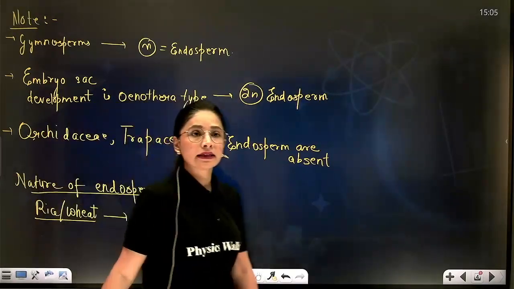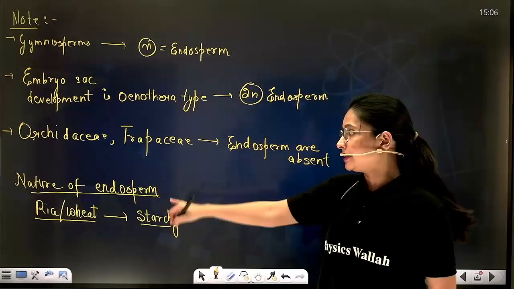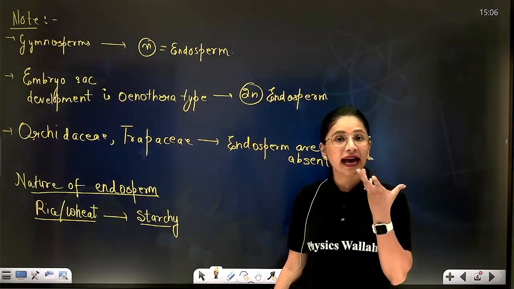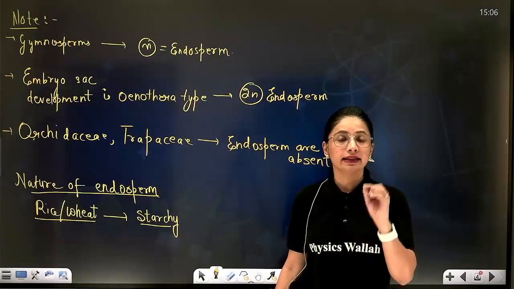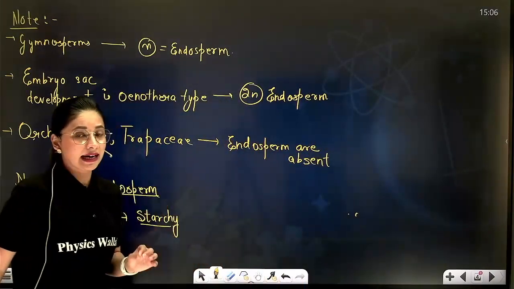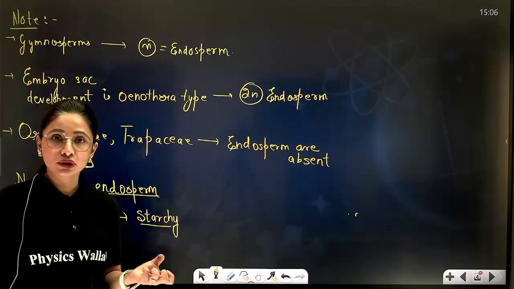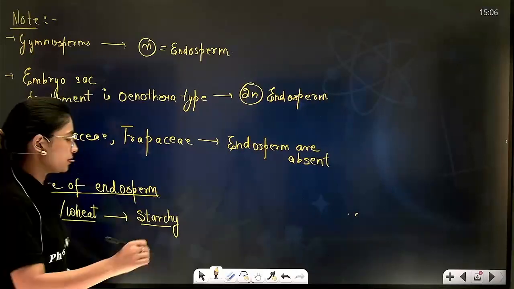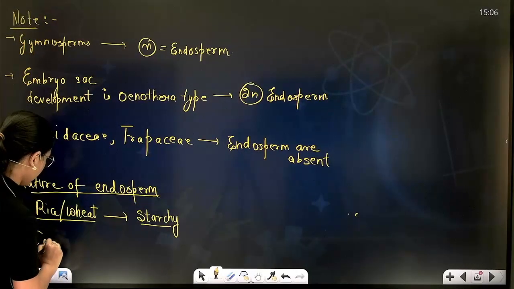Correct? Yes or no? For rice and wheat, the nature of endosperm is starchy. Now, if I talk about castor seed and coconut, then they have endosperm which is oily in nature. That's why you extract castor oil and coconut oil. Basically, you're extracting oil from their persistent endosperm.